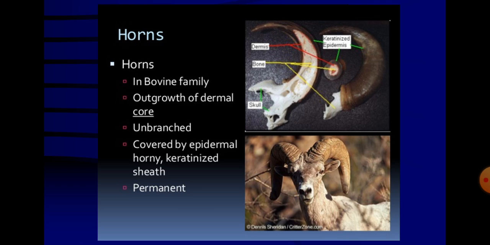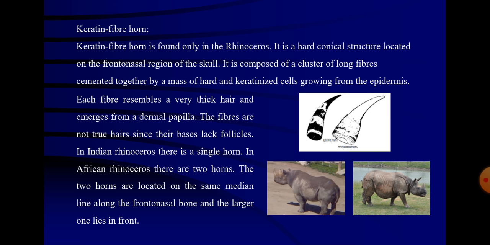They cannot be repaired or grown again. Keratin fiber horn is found only in rhinoceros. It is a hard conical structure located on the frontal nasal region of the skull. Rhinoceros is famous for the one horn or two horns present on the nose.